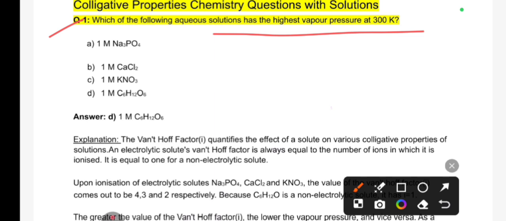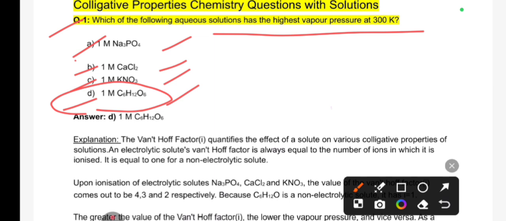First you should look at the compounds that are given to you. It is 1 molar sodium phosphate, 1 molar calcium chloride, 1 molar potassium nitrate and 1 molar glucose. Okay. You can see that all the compounds, leaving the D option, are ionic compounds. They all are electrolytes.